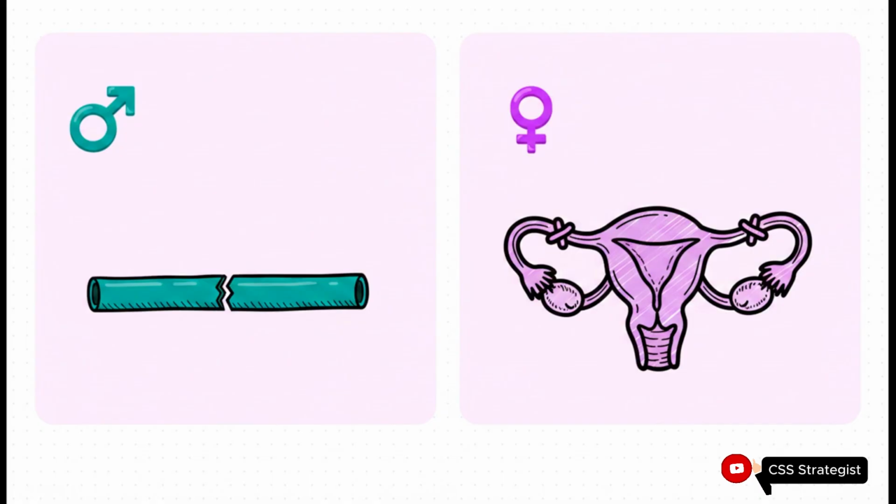And here's a classic trap you might see in an MCQ. People often get the permanent methods mixed up. This lays it out so clearly. Just remember, a vasectomy is for males, and it's generally simpler and less invasive. Tubal ligation is for females, and it's a more complex surgery. Knowing these little details really shows an examiner that you know your stuff.